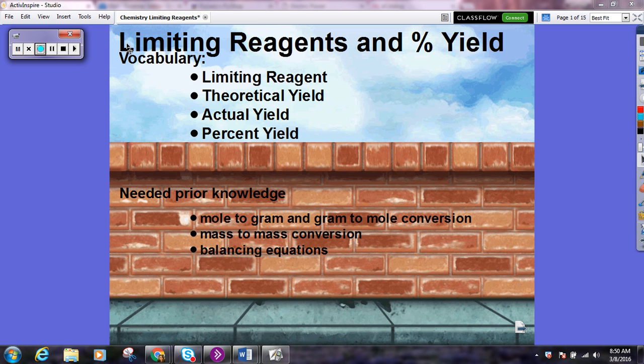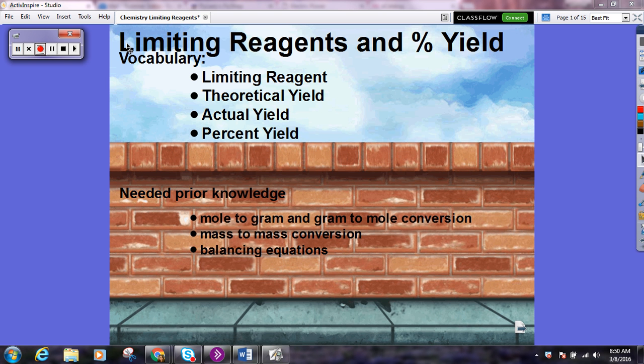Welcome to Limiting Reagents and Percent Yield. Today we're going to be dealing with these two topics, but to deal with those two topics I want you to pay attention to a couple of the vocabulary terms that we're going to be listening to today. We're going to be paying attention to limiting reagent, theoretical yield, actual yield, and percent yield.